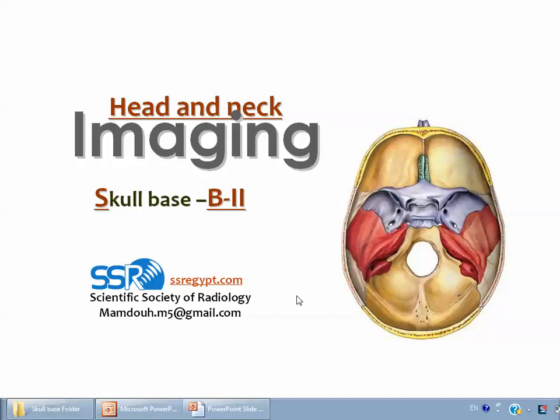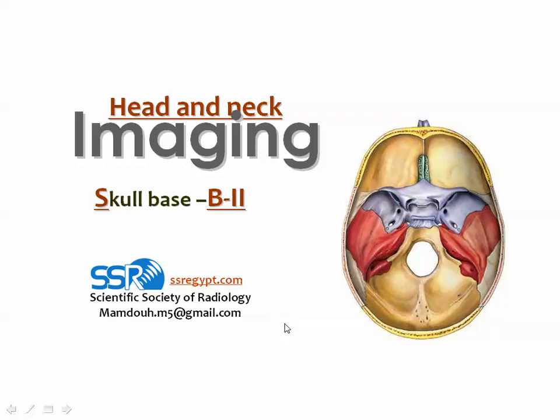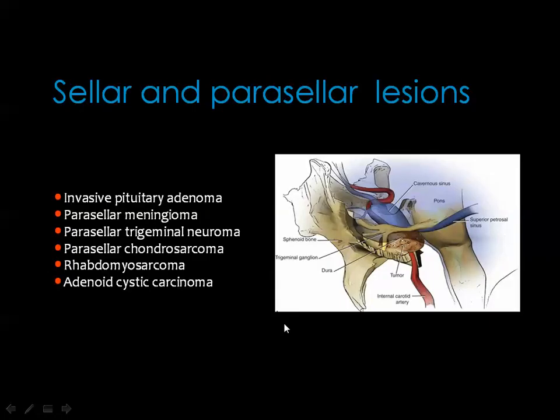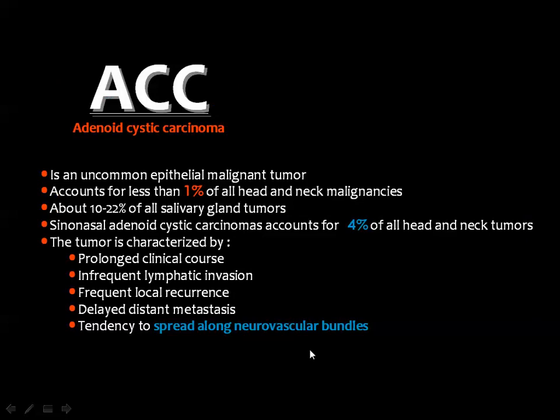Dear colleagues, we are still discussing the imaging of the middle skull base, and we started in the previous lecture to discuss some of the lesions after presenting some anatomic details. Now we'll continue these lesions, and you remember that we have finished invasive pituitary adenoma, parasellar meningioma, parasellar neuroma, chordoma, and rhabdomyosarcoma, and we are now about to discuss the last one of this group, which is the adenoid cystic carcinoma.